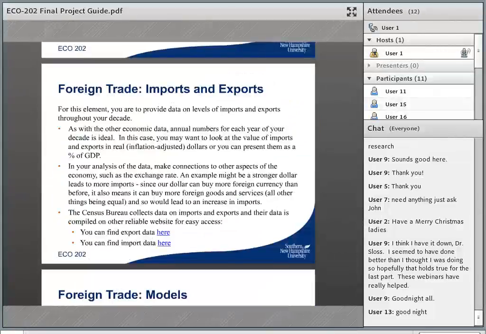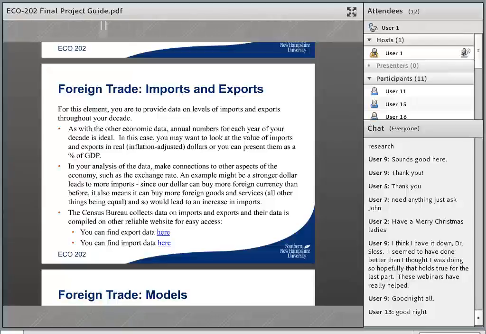So the first critical element that you're going to add for your final is foreign trade imports and exports. And this element is asking you to provide data on levels of imports and exports throughout your decade. So just like all the other data that you've collected, we really want to see this on an annual basis. I've given a couple of different ways you can show it.